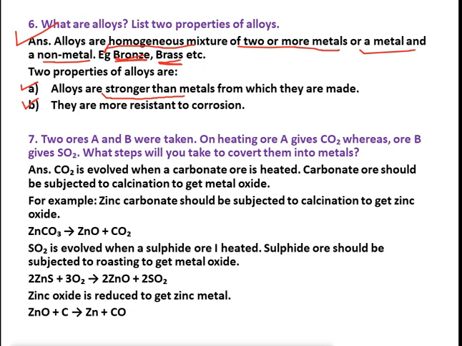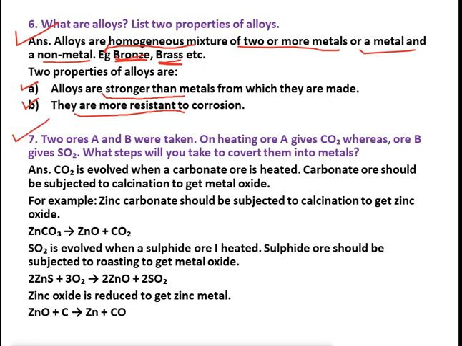They are more resistant to corrosion. You know that whenever a metal comes in contact with air or moisture, its surface becomes corroded, and the phenomenon is called corrosion. In many metals the process of corrosion occurs, like in silver, in iron, even in copper. But alloys are resistant to corrosion.